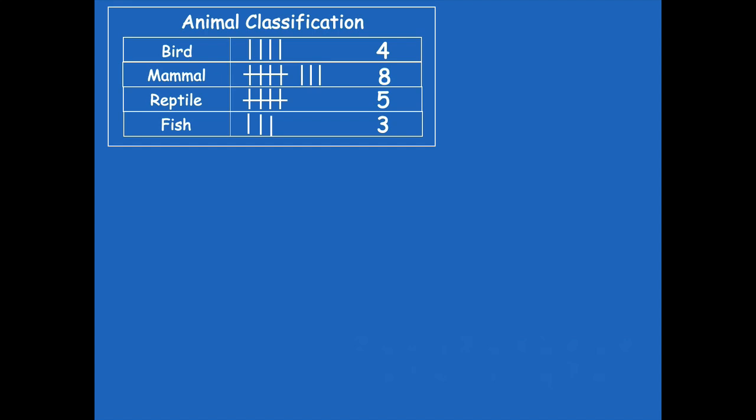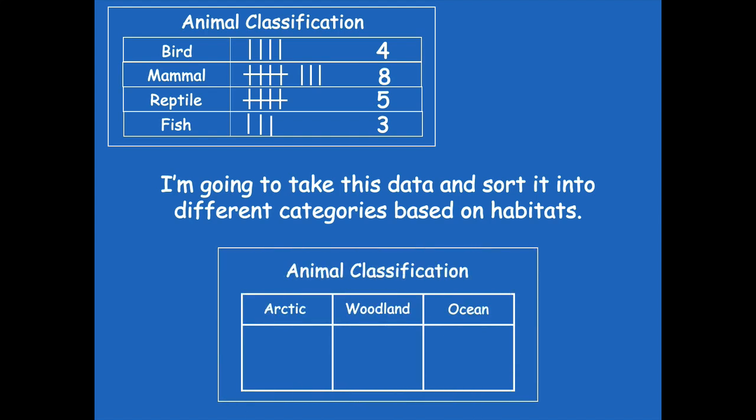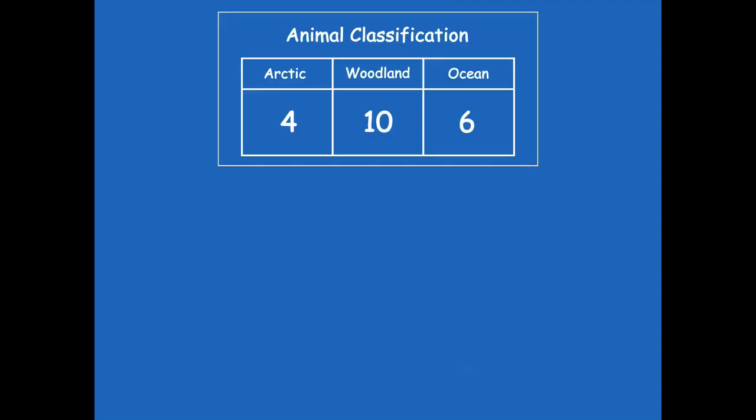Oh, you know what I'm going to do, friends? I'm going to take this data and sort it into different categories based on the habitats. So I just happen to know where these animals live. So I know that they either live in the Arctic, the woodland, or the ocean habitat. So when I look at my animal classifications, I know that 4 of those animals live in the Arctic, 10 of them live in the woodland habitat, and 6 of them live in the ocean habitat. So now I've just kind of taken that data and I've looked at it just a little bit differently based on some other things that I know.